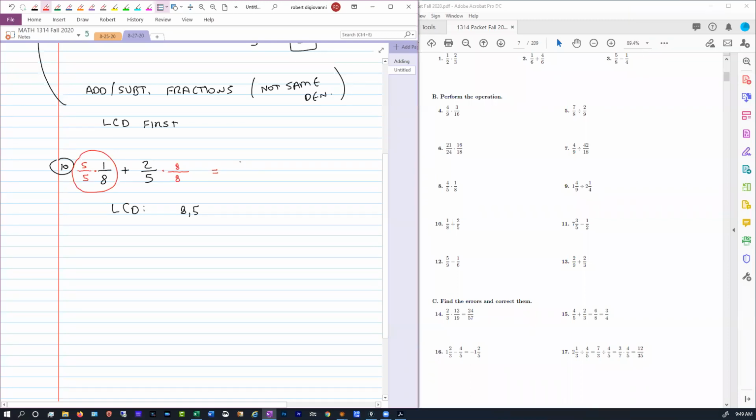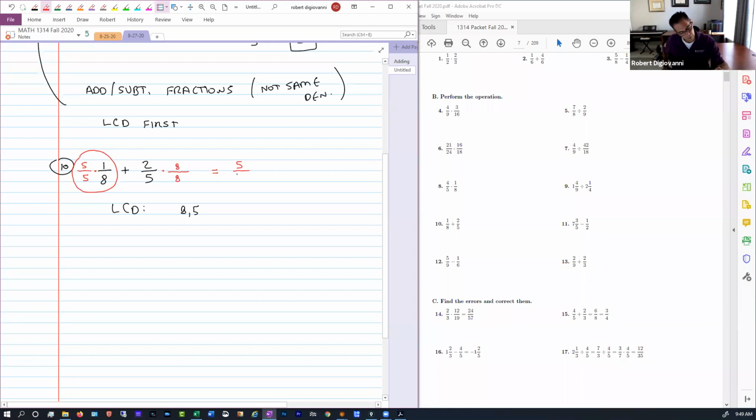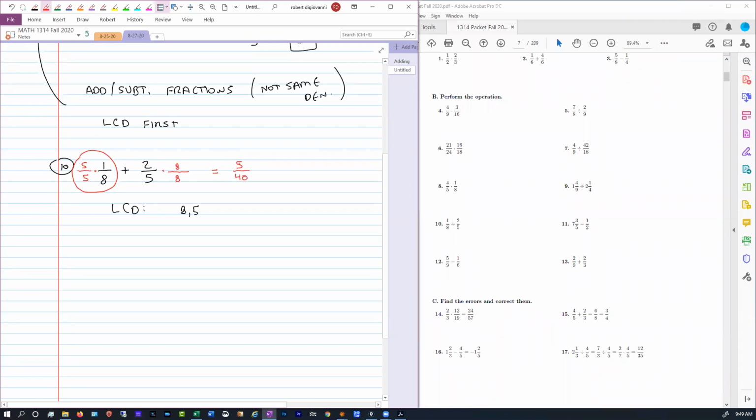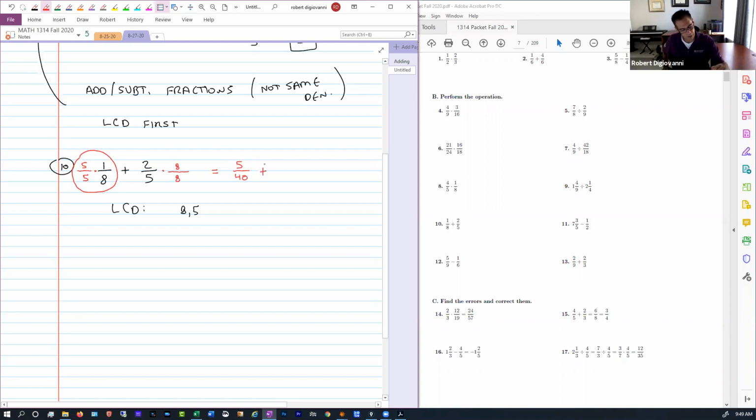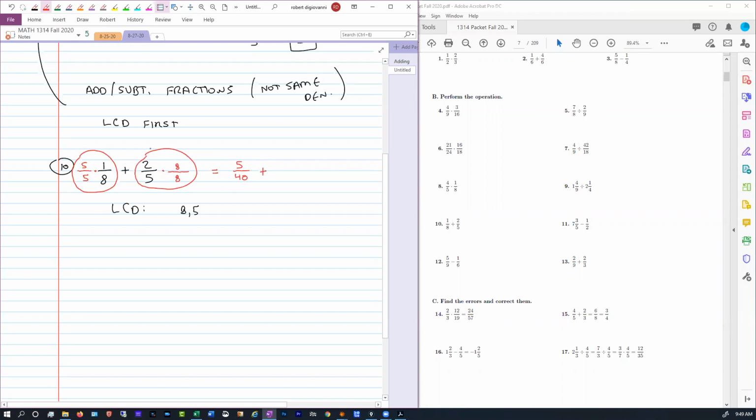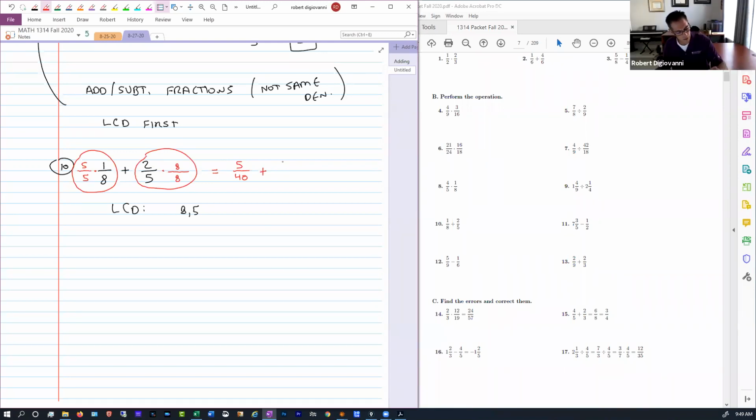That would give me 5 over 40. 40. Okay. And then we're going to do plus because there's a plus. And then now you do the second one, right? Yes. When you multiply across there, what do you get? 16 over 40. 40 again, right? Okay, good.